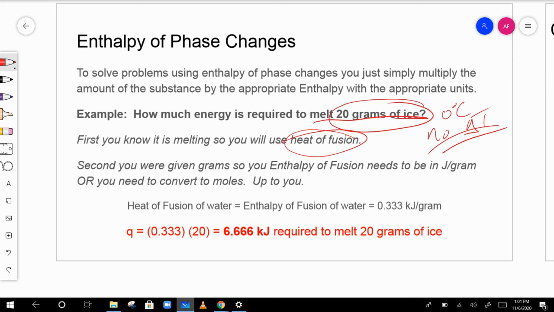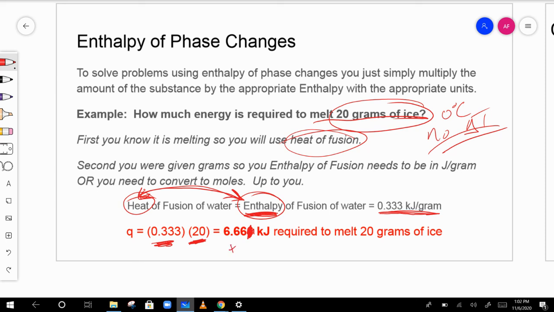So the heat of fusion of water, or the enthalpy of fusion of water. I'll use these terms interchangeably: heat, enthalpy of fusion, heat or enthalpy. That is 0.33 kilojoules per gram. So we do 0.33 times the number of grams, so 20 grams, and you'll get 6.66 kilojoules. So 6.66 kilojoules will be required to melt 20 grams.